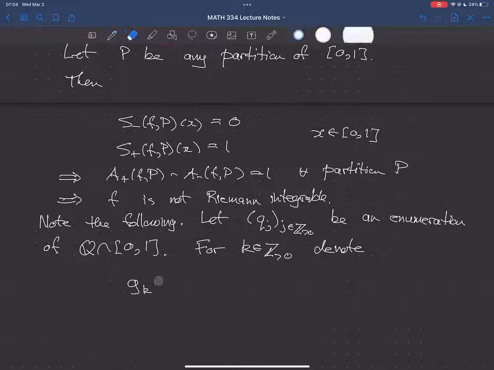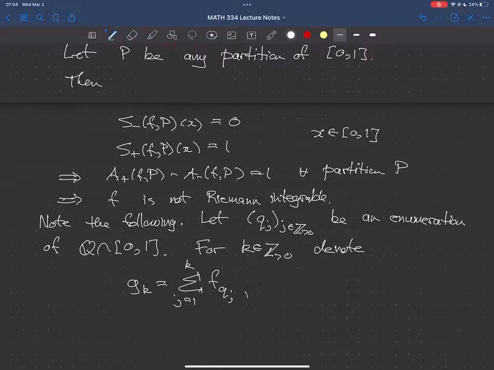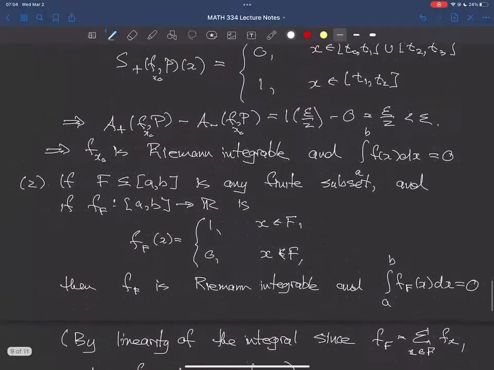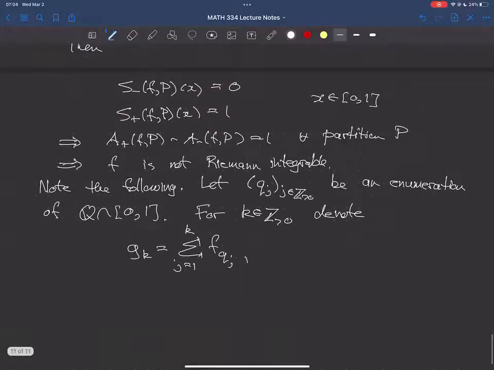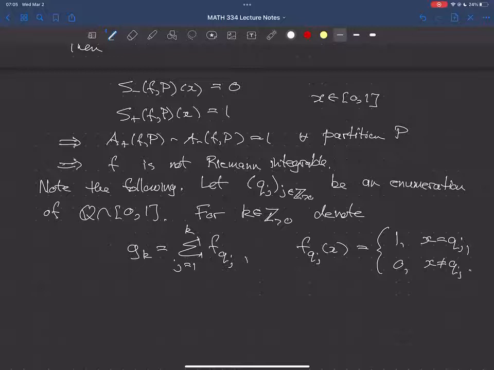g_k to be the sum from j equals 1 to k of f_{q_j}. Okay, and so I'm using the notation that I introduced up here for f_{x_0}, right? So here x_0 is equal to q_j, right? So f_{q_j} is the function which is 1 at q_j and 0 everywhere else. So let me just write that down explicitly just to make sure. Like so.